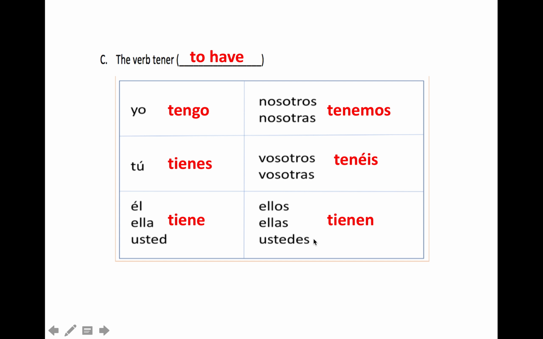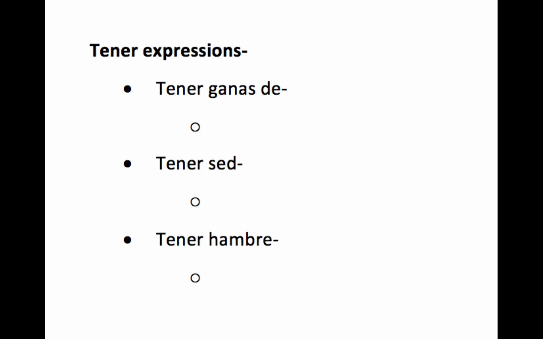So we definitely learned this in Unit 3. We learned how to say someone's age and also just to talk about things that people have. But we can use this verb to use other expressions. These are the three that we're going to focus on in this chapter.